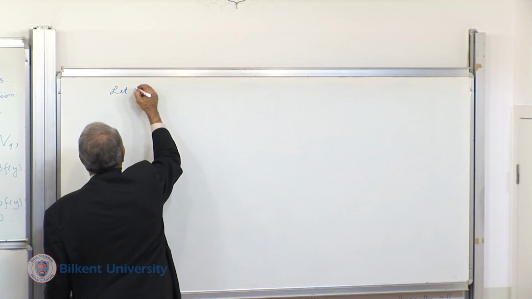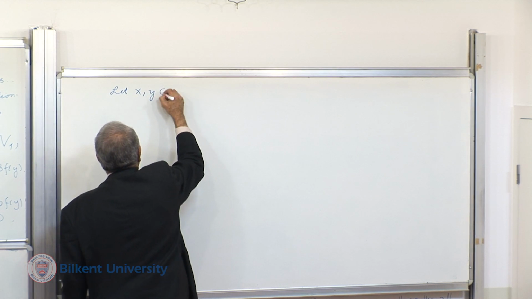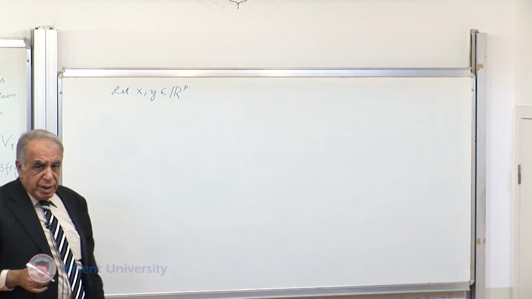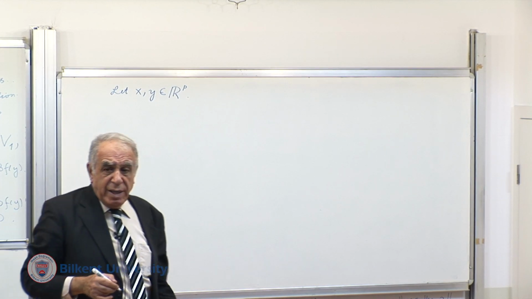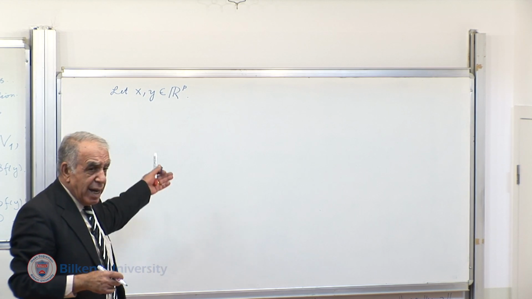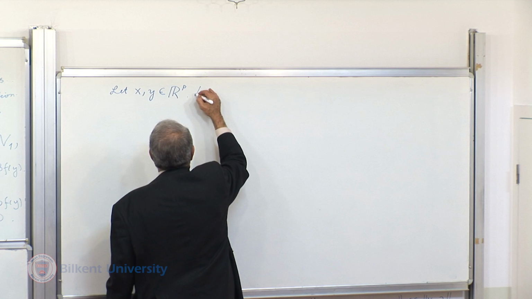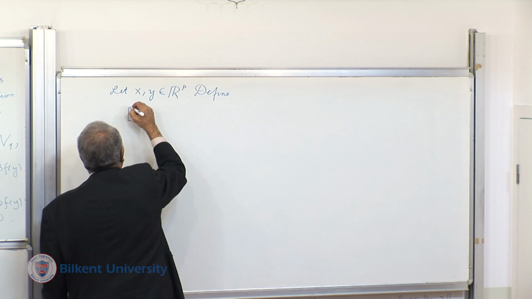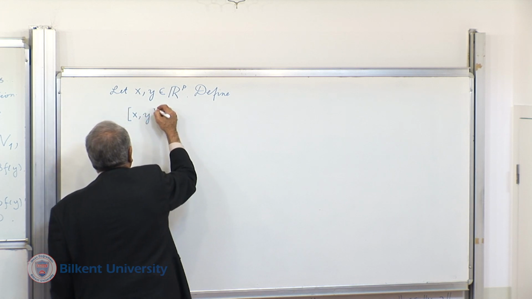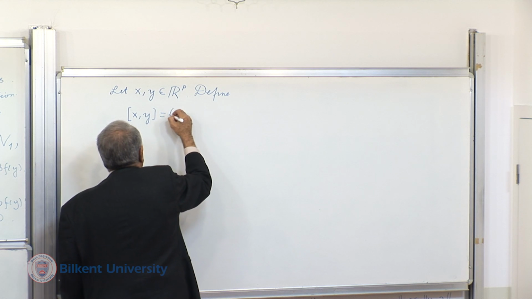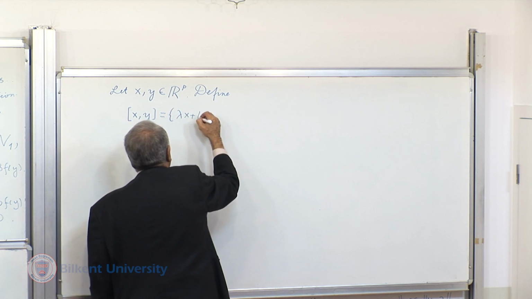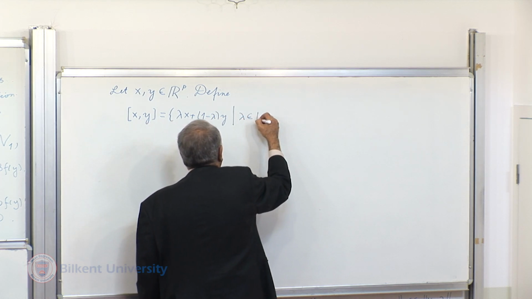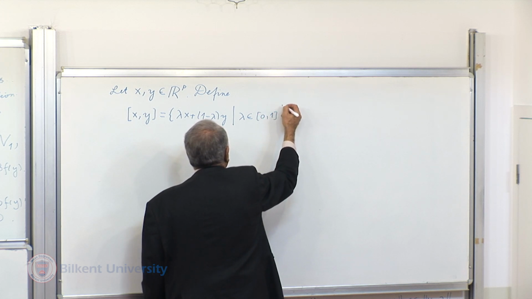Now let x, y be two members of Rp. Now we will define some line segments in Rp. Define the line segment xy. This will be a subset of Rp as lambda x plus 1 minus lambda y, such that lambda is in [0, 1].